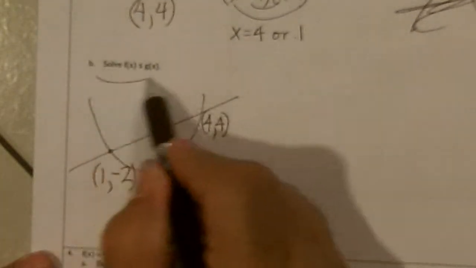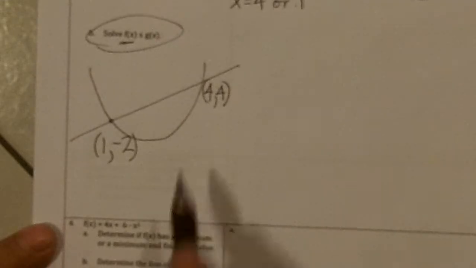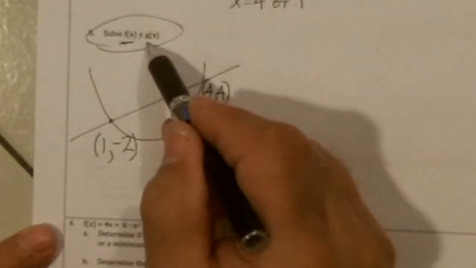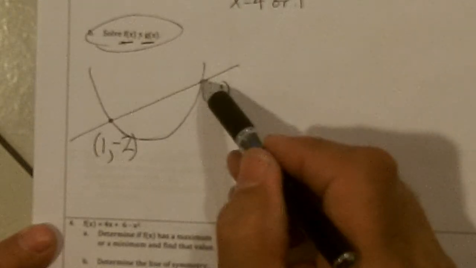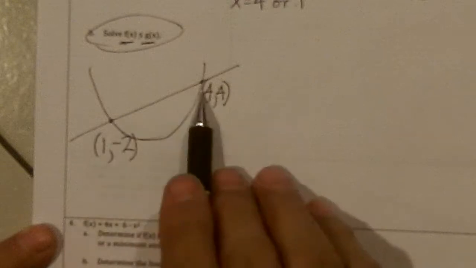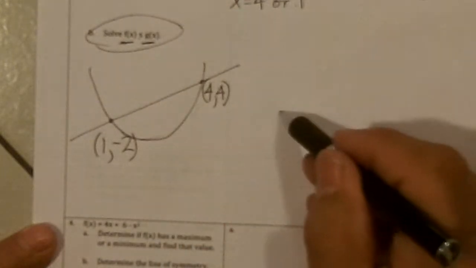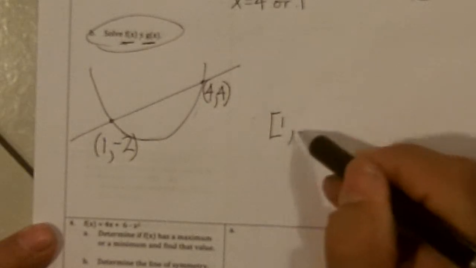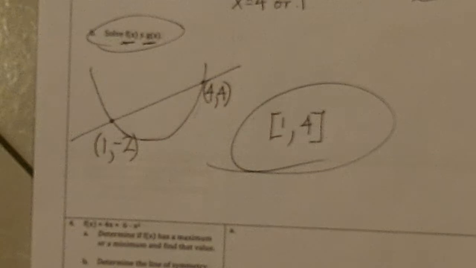Now this says, when is the parabola, f of x, below the line? The parabola is below the line from 1 to 4. You always do this with respect to x, and it's 'or equal', so it can include the 1 and up to 4, and there's the answer to this one.